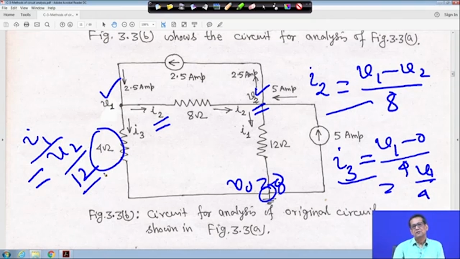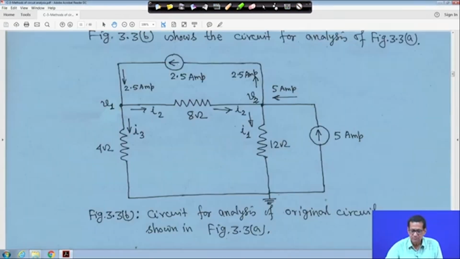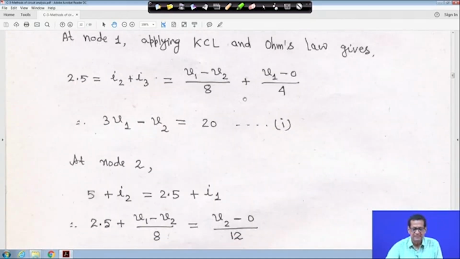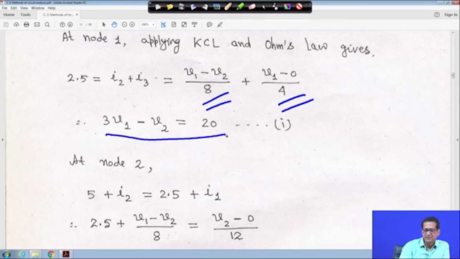All these things we will put in the KCL equations, and then we will get the equations in terms of V1 and V2. Hope this is understandable. So, cleaning it. We write I2 plus I3 here, where this is I2 and this is I3, as explained. After simplification we get this equation: 3 V1 minus V2 is equal to 20.